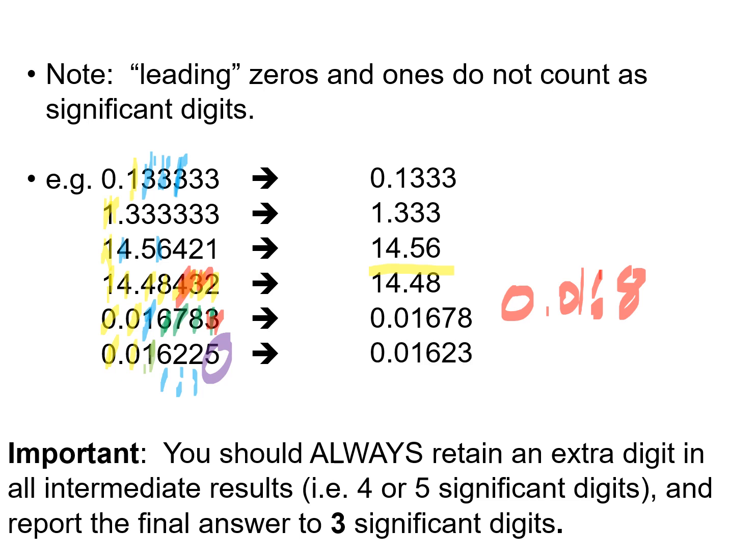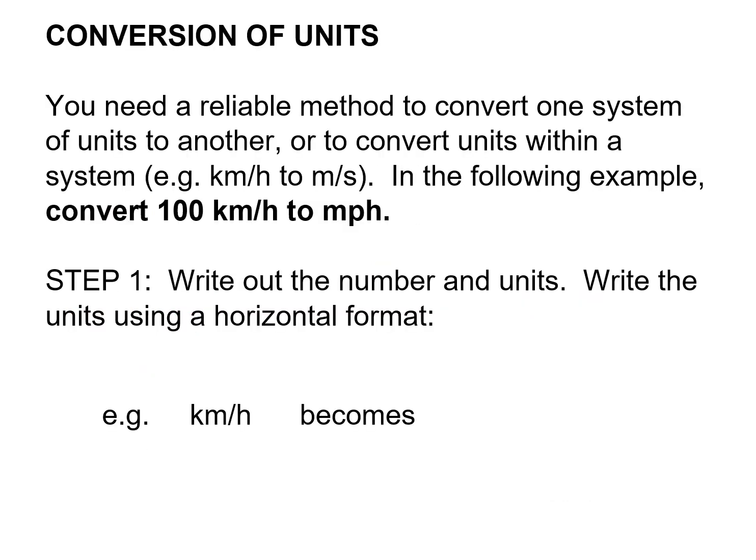So we're going to be left with 0.01623. This doesn't count for a significant digit, this doesn't count for a significant digit, nor does this. Here are our 3 significant digits, 6, 2, 3. We increased that last 2 by 1. Okay, so I kind of clicked a little bit ahead there.